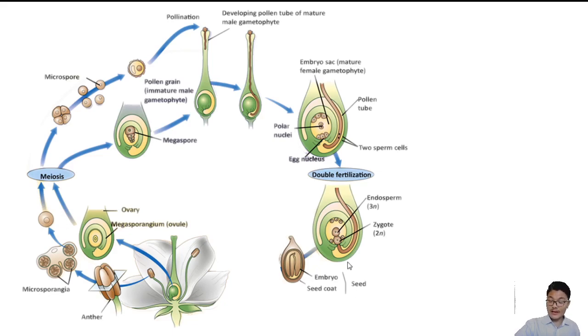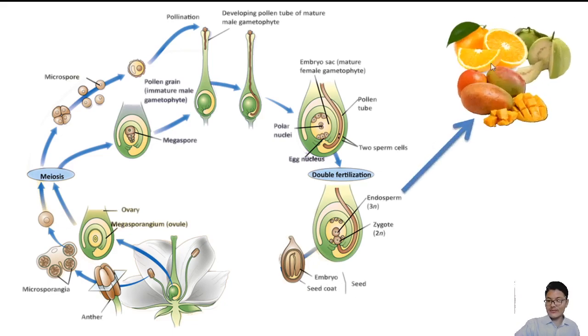The zygote on further division forms the embryo. There is division of the zygote along with differentiation of its cells. Around the zygote there is formation of endosperm, which has a triploid number of chromosomes. The zygote is diploid, right? The endosperm is nutrient for the developing zygote. Now later on there is development of the seed. Seeds are usually present inside the fruit.